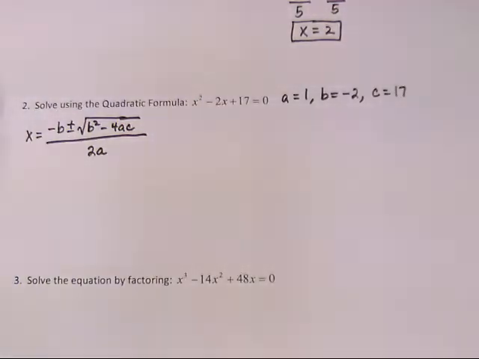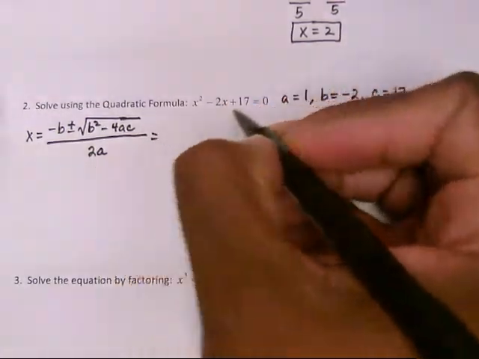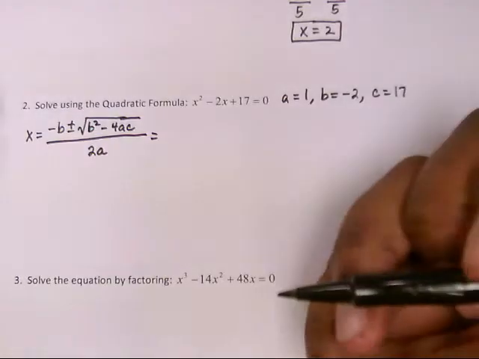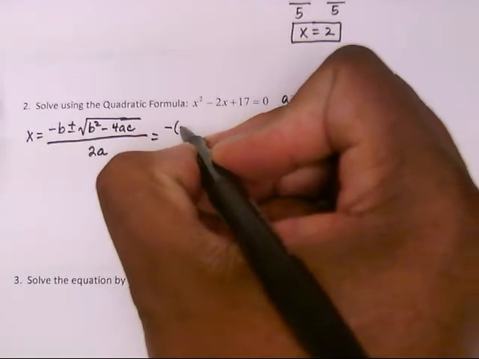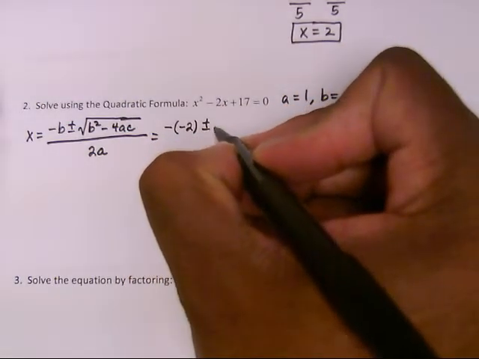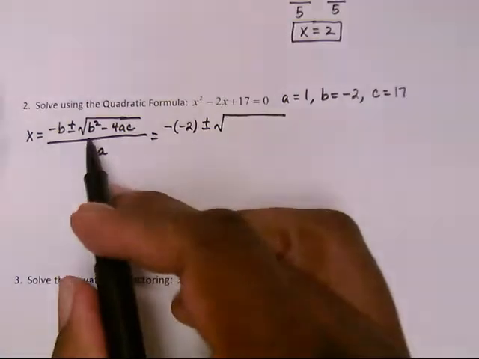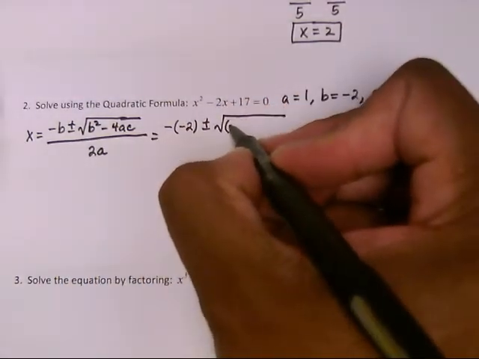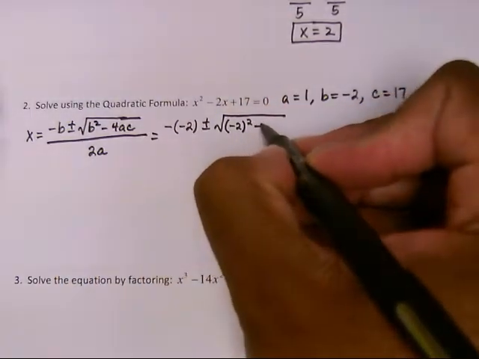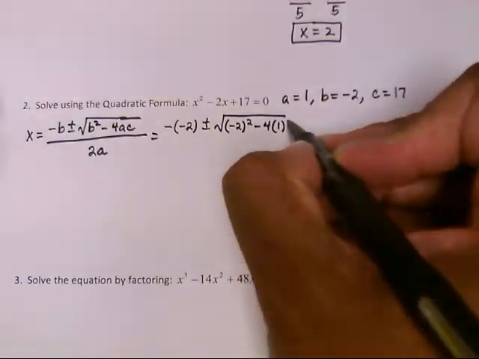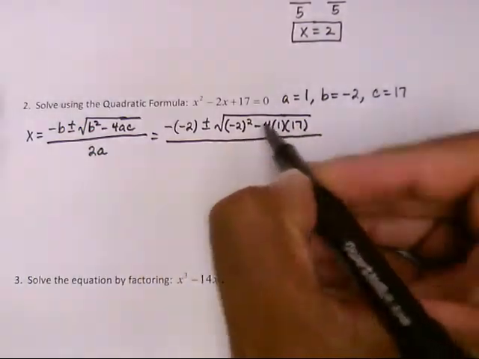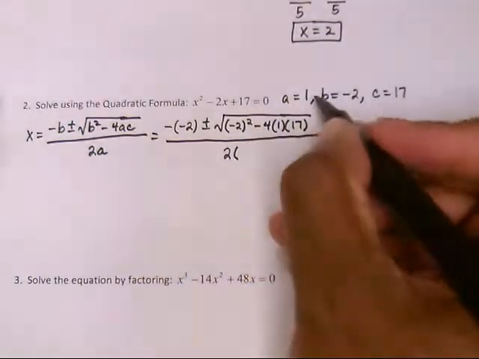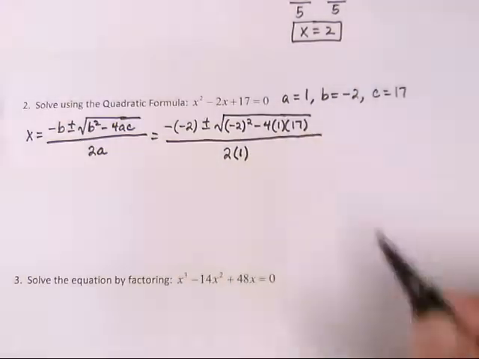And then we go ahead and substitute the values of a, b, and c in the quadratic formula. So here, your b is negative 2, so I'm going to have a negative of a negative 2 plus or minus the square root of b, again that's negative 2, squared, minus 4 times a, which is 1, times c, which is 17. All that's divided by 2 times a, and a is 1, so it'll be 2 times 1.